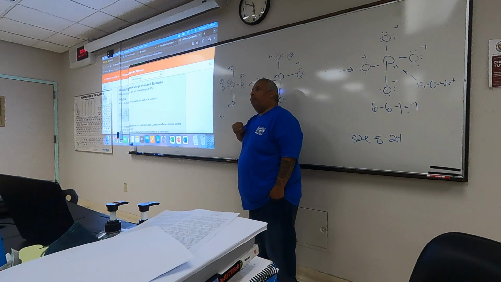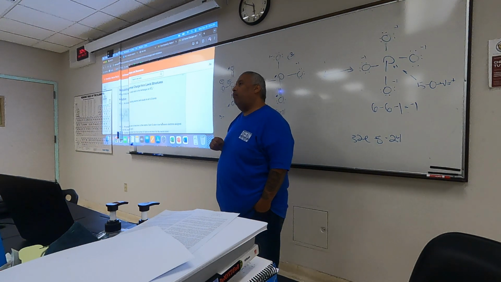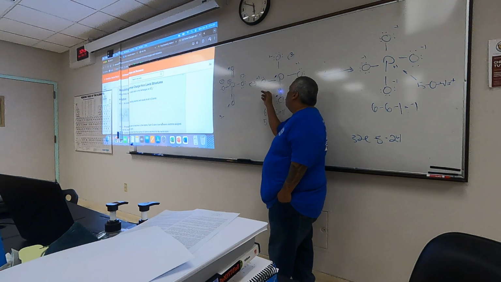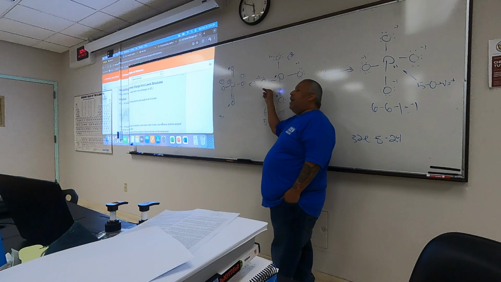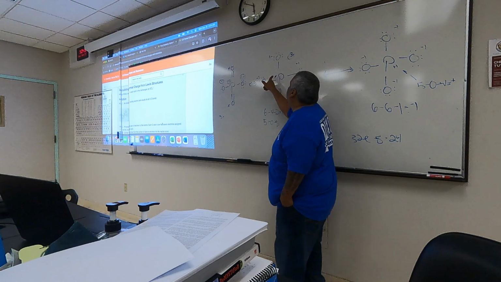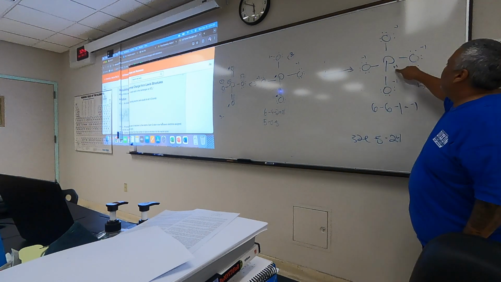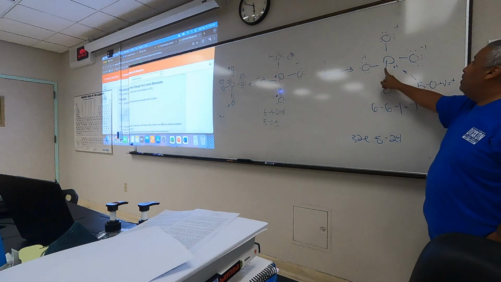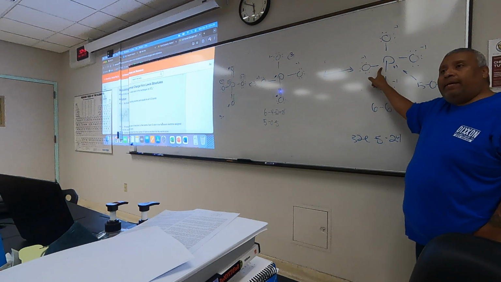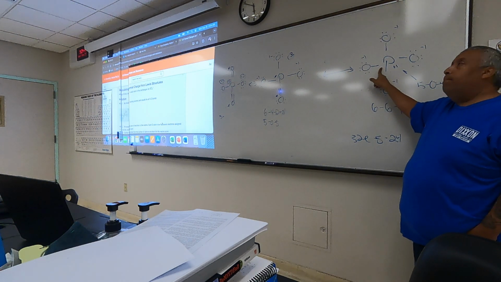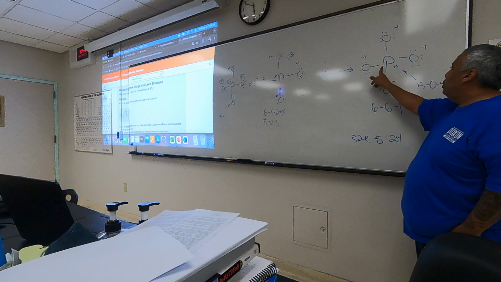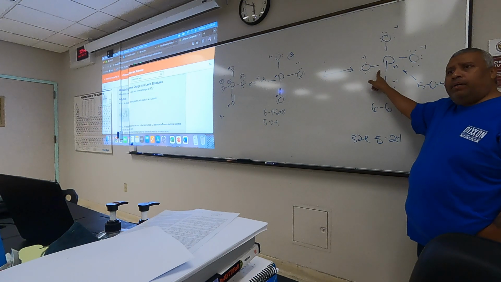Should all hypervalent molecules have a partial positive charge on their central atom? They can. See how this is +1 over here? This is the least electronegative element between phosphorus and oxygen, so it's okay to have a +1 here.